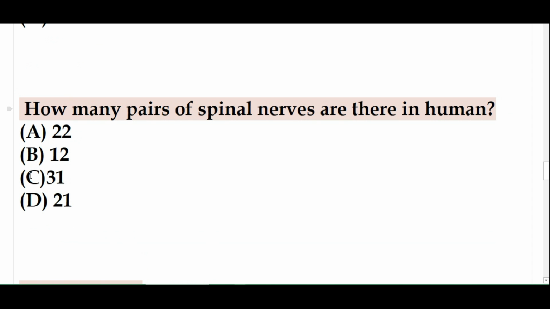How many pairs of spinal nerves are there in human body? 31 pairs.